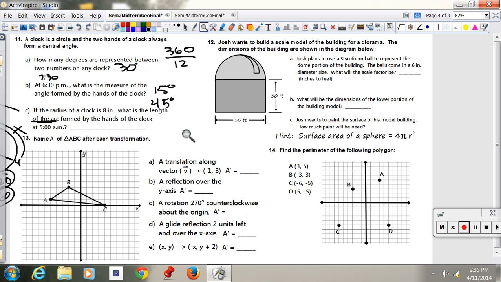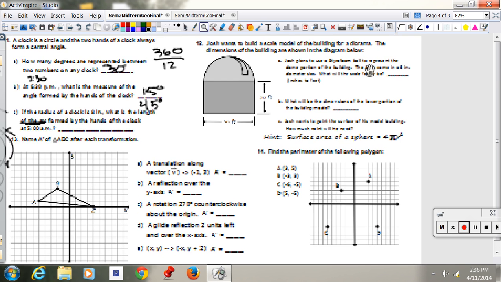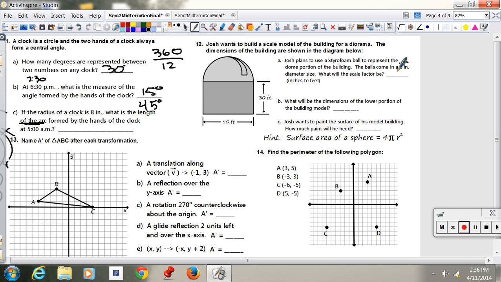Okay, it says he wants to build a model of his building. We did this one on our study guide. I even gave you the fact that you're using a 6-inch styrofoam ball for the sphere. So that means that this diameter is 6 inches. That's going to match up with what number in the figure? What number is the building? What's that going to match up to? 50 feet. And you might have had 60 feet and 40 feet if you had the B and D test.